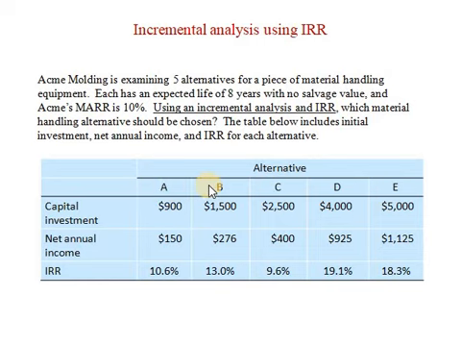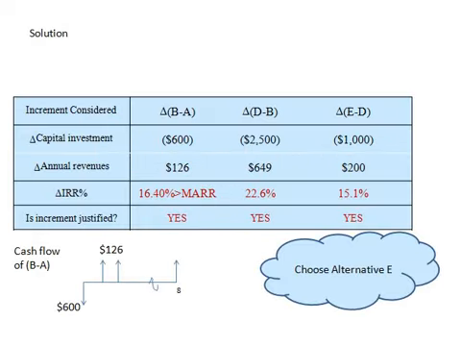This means that I'm gonna develop a new column related to B minus A. I'm gonna subtract these values, 1500 minus 900, this value minus this value. I'm gonna get a new column. So it's gonna look like this. This is the new column related to incremental analysis of B minus A. So as we said, the value here is minus 600, which is as it should be. The first value in the initial investment should be a negative.